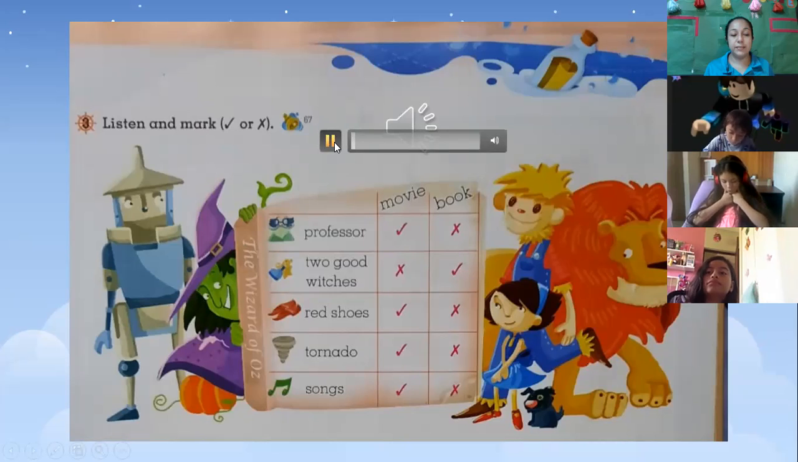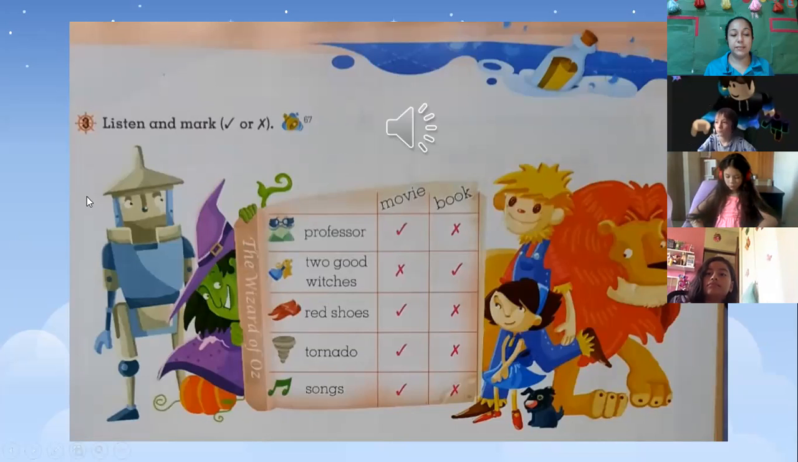Track 67. Listen and mark. The Wizard of Oz is my favorite movie. I also love the book, but it's different from the movie. In the movie, there was a professor.